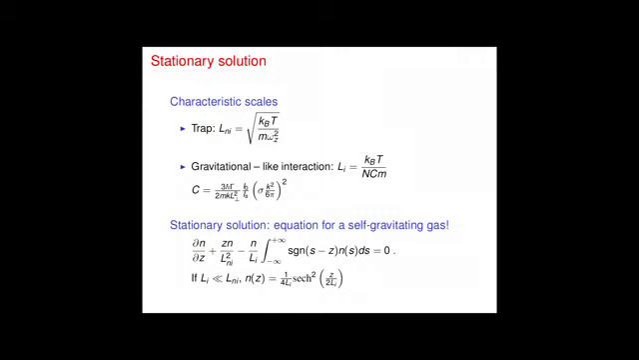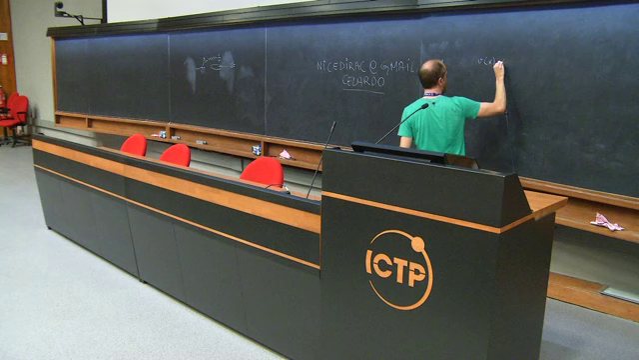I will not detail the mathematics too much, but you have two characteristic scales: one related to the trap, and the other to the characteristic interactions. Then we are able to compute the values with the different scales in the system, and you obtain this equation, which is exactly the same equation as the stationary solution of a self-gravitating gas in one dimension. This is the sign function, because in one-dimensional gravity the force between two particles is just the sign. The potential V of x for 1D gravity is proportional to x.